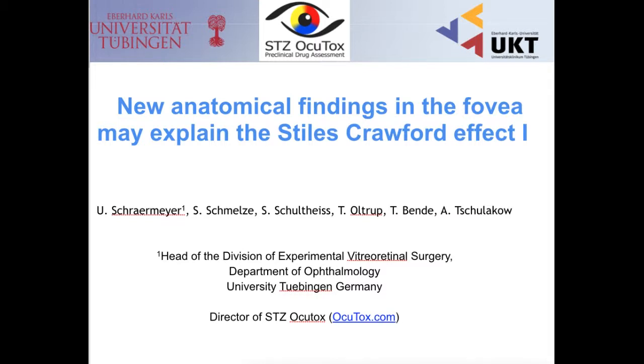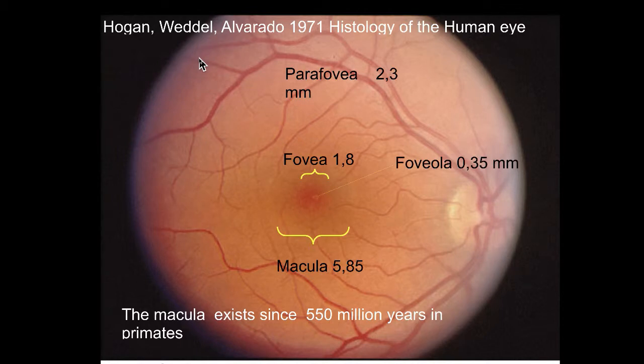New anatomical findings in the foveola may explain the Stiles-Crawford effect number 1. A human macula consists of a fovea with a diameter of 1.8 millimeters, and in the center of the fovea there is the so-called foveola, which is only 350 microns in diameter. Also, the macula has existed for 550 million years. The anatomy of the foveola is more or less still unknown, so unbelievable it is.